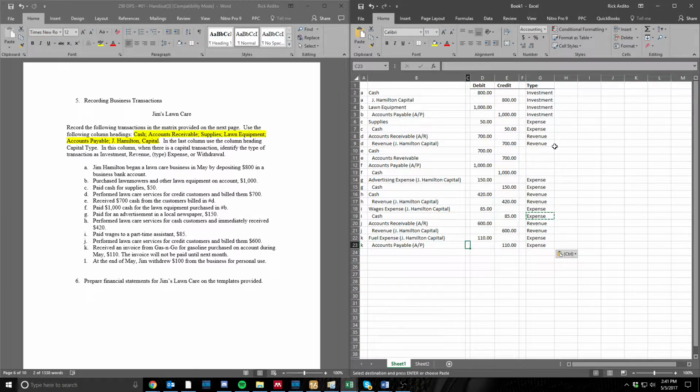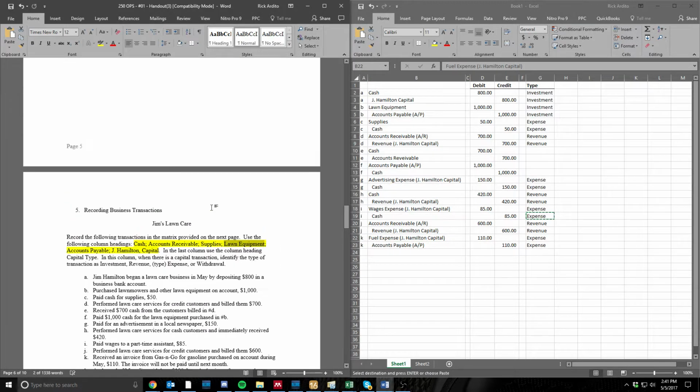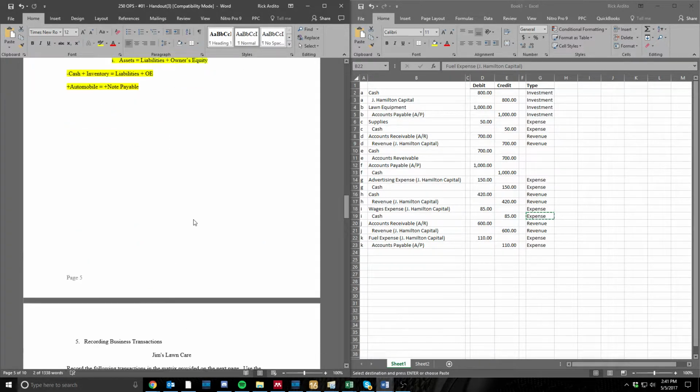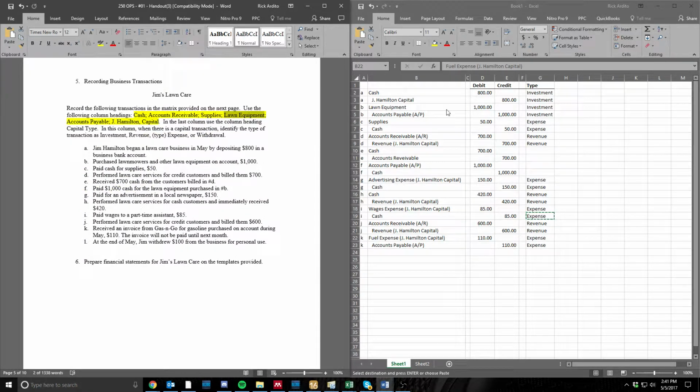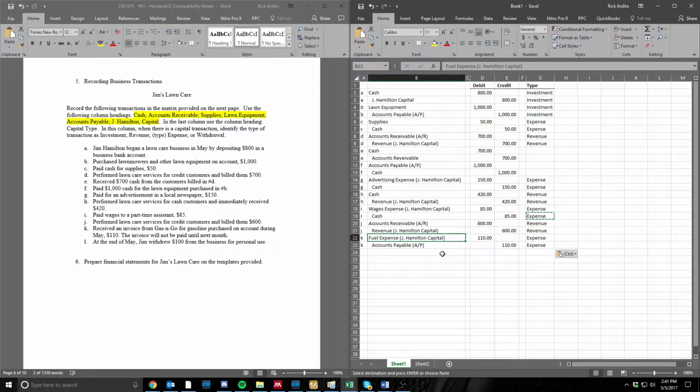Remember, this is an expense. It's reducing the capital account. And in order to reduce the capital account, we need a left entry because capital is on the right side. It's part of owner's equity. It's on the right side of the accounting equation, so it increases with a right entry. So to decrease it with an expense, we need a left entry.